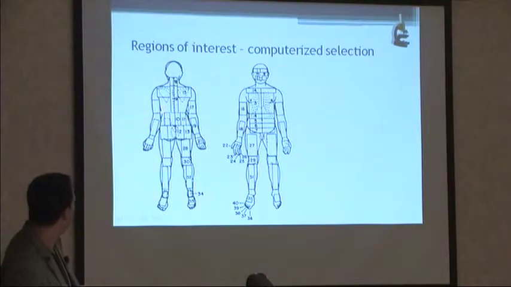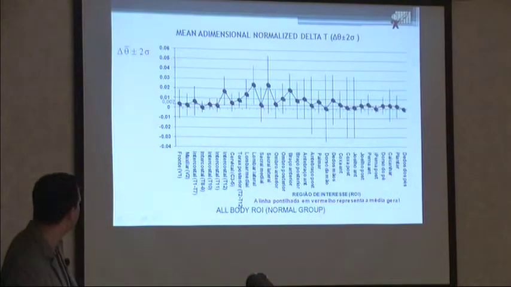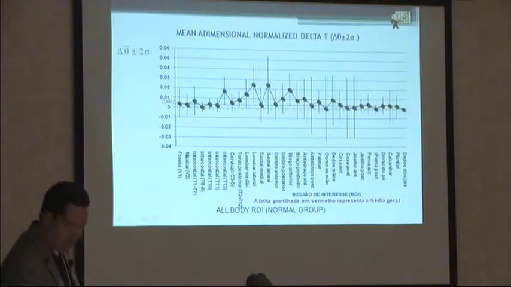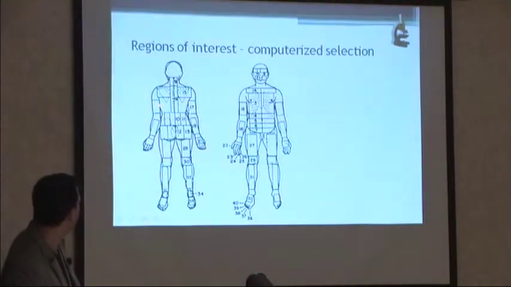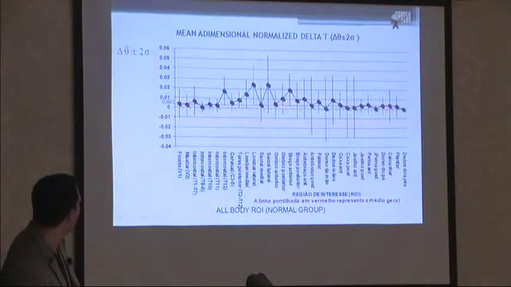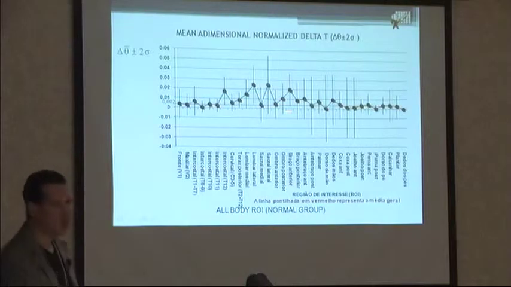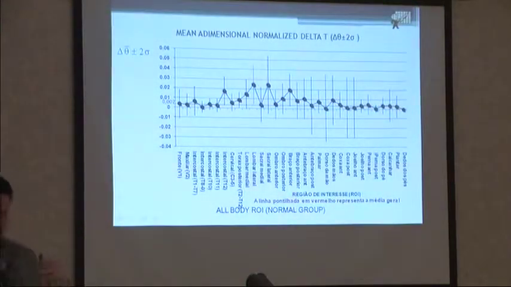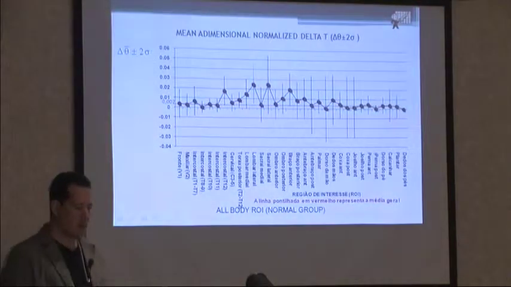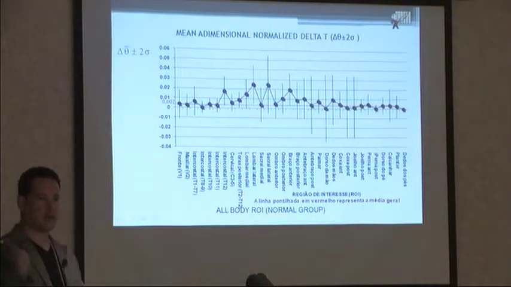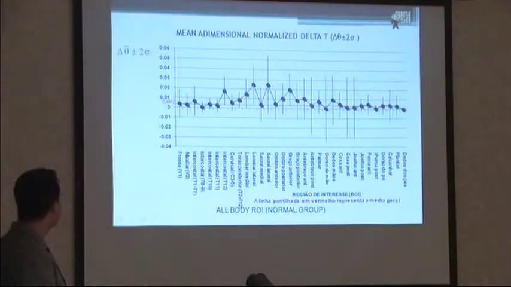We found the dimensional normal temperature for all these regions, and for the delta theta, we measured the difference between the left and right sides, and we found 0.007, a very little difference between the sides. But these are normalized temperatures, 0.